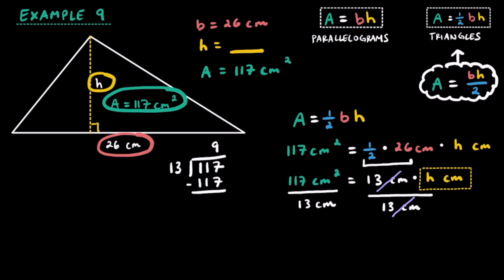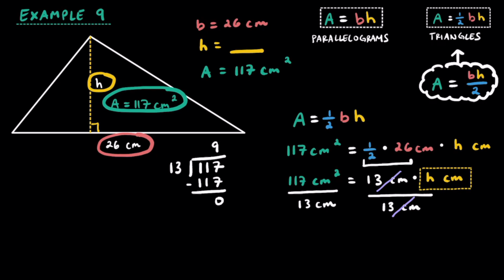You can check me on that if you'd like. And that should leave 0 for the remainder because it goes in perfectly. So we find out that 117 divided by 13 is going to equal 9 exactly. And then as for the units, centimeters squared divided by centimeters, the centimeters will cancel out, one on top and one on bottom. And so we're just left with 9 centimeters. This is going to equal the h centimeters that we had earlier.